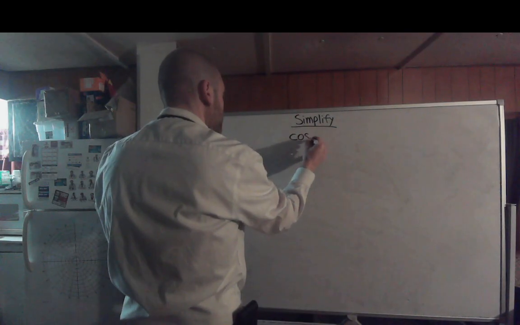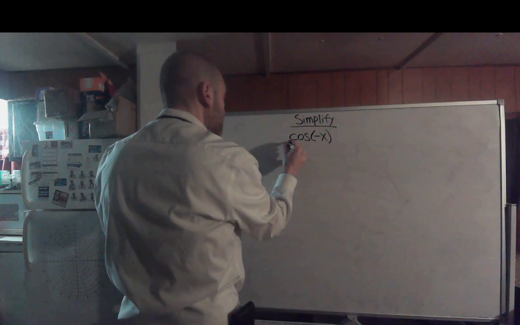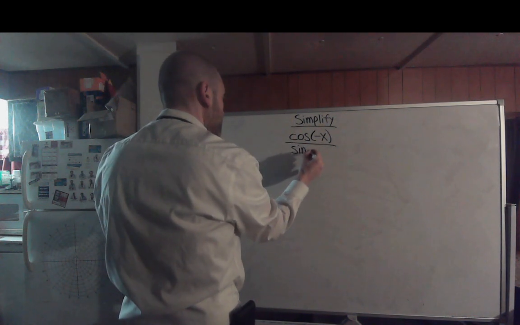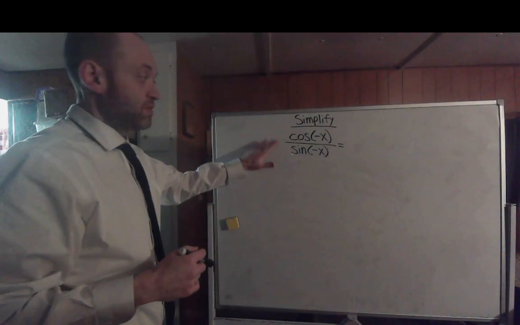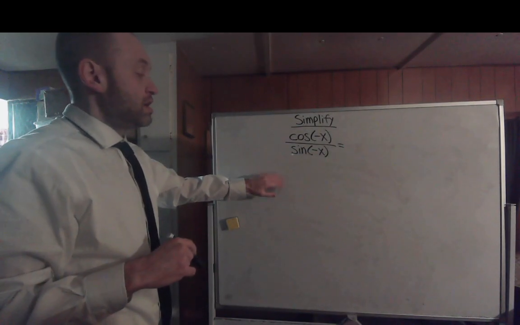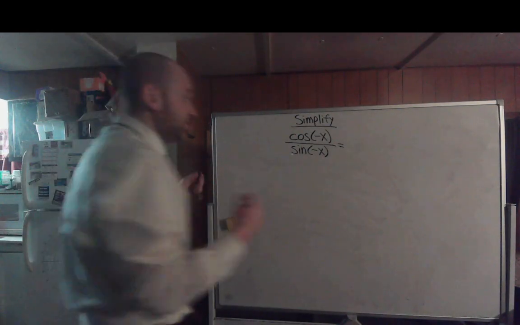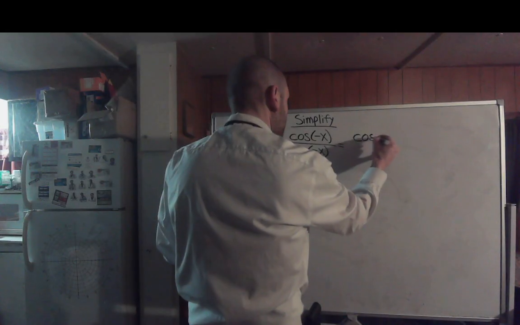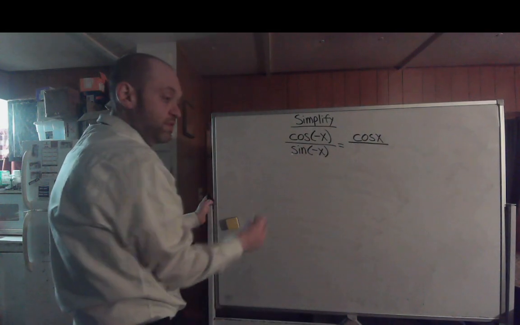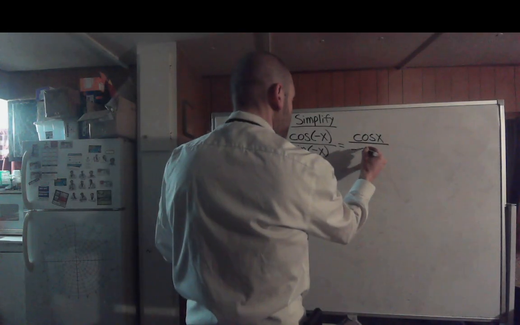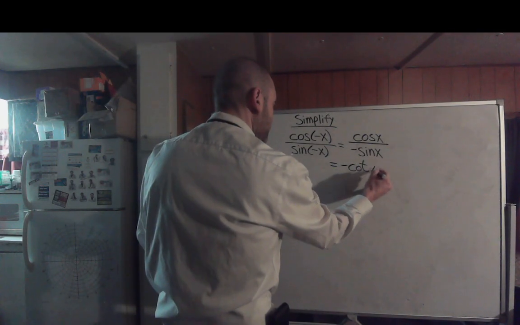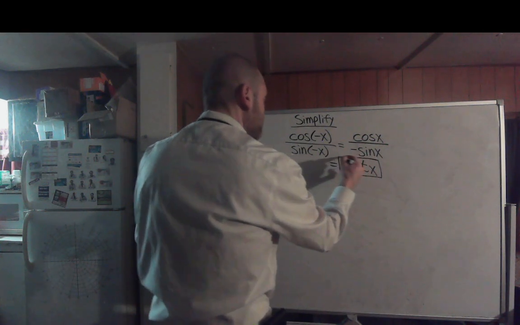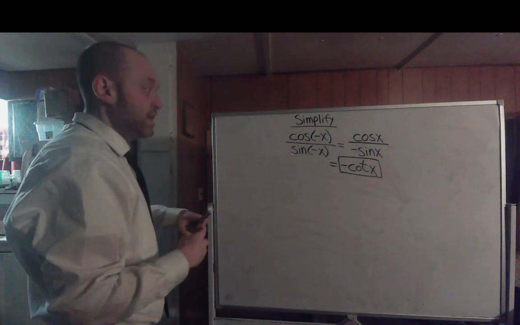Now the cosine of negative x over the sine of negative x. Well, the cosine of negative x, since it's an even function, would just become the cosine of positive x. But sine's an odd function, so that sine of negative x would become negative of the sine of x. So this would just turn into negative of the cotangent of x. So this will simplify into negative of the cotangent of x.